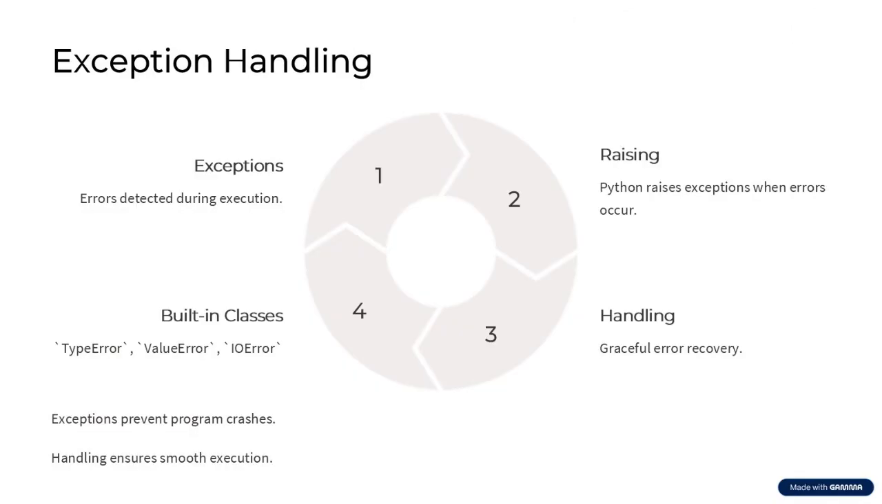Let's move to another slide. Exception handling. Under this, first point, an exception is an error detected during execution. Second point is raising. Python raises exceptions when errors occur. Third point is handling, graceful error recovery. Fourth point is built-in classes: TypeError, ValueError, or IOError. Exception handling prevents program crashes and ensures smooth execution.